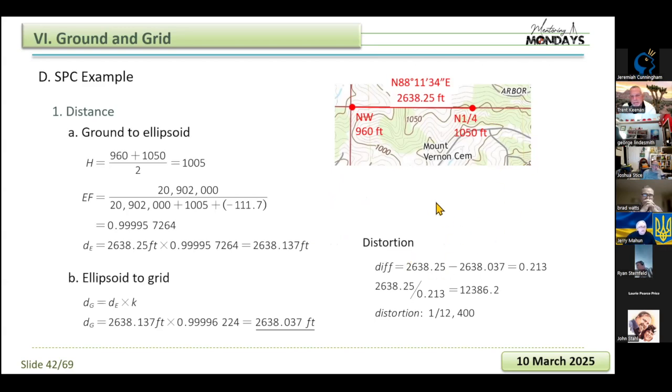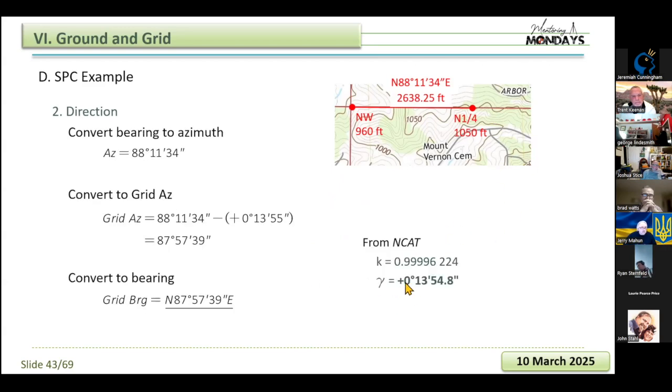For one thing, we got this. Let me go back. This one right here, 13 minutes, 54.8 seconds, that's the grid convergence at this point here. Is the convergence at the north quarter corner going to be the same? No way, it won't. Grid north is going to be parallel there, but geodetic north isn't, right? The grid direction from the northwest corner to the north quarter is going to be exactly 180 different than the grid direction the other way, right? But the geodetic direction is going to be different because of the convergence of meridians.